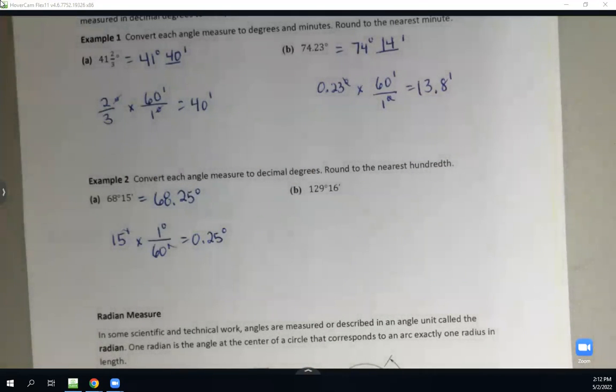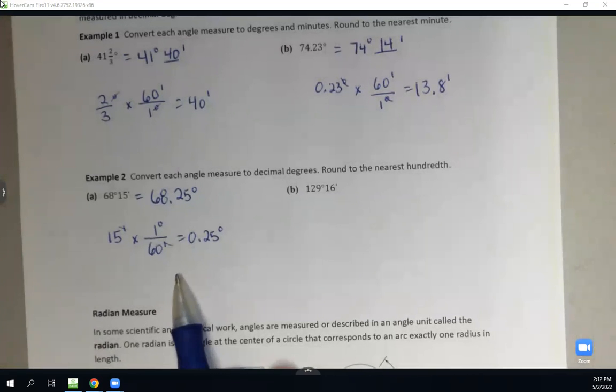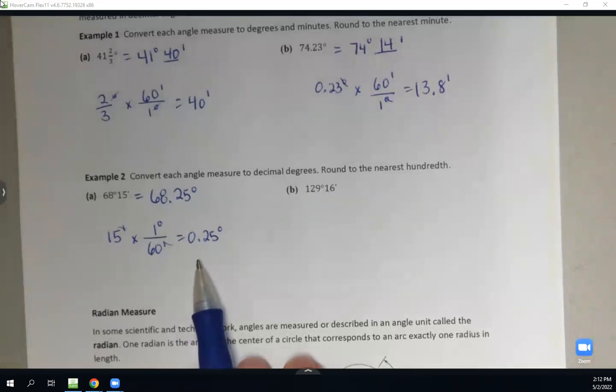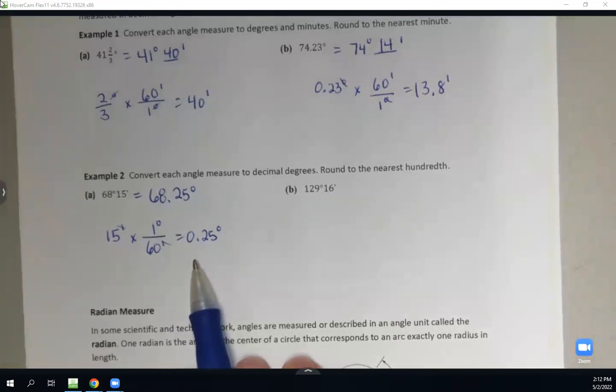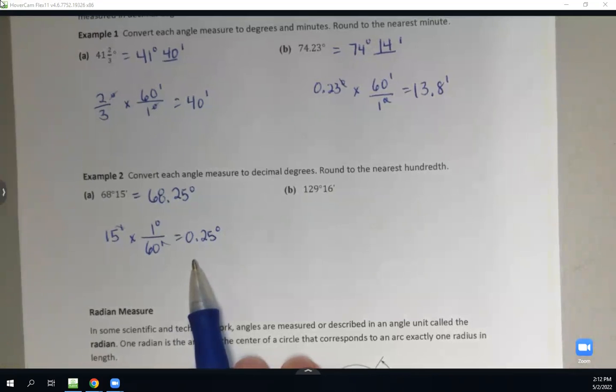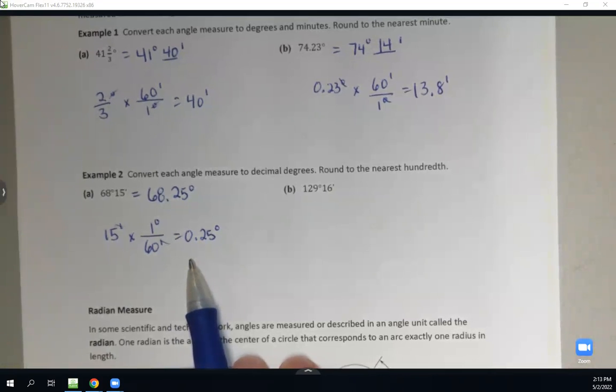Make sense? Again, in most practical work, you're never going to be more precise than the nearest minute. And nowadays, with electronics and so on, usually instead of using minutes, we use decimal degrees.